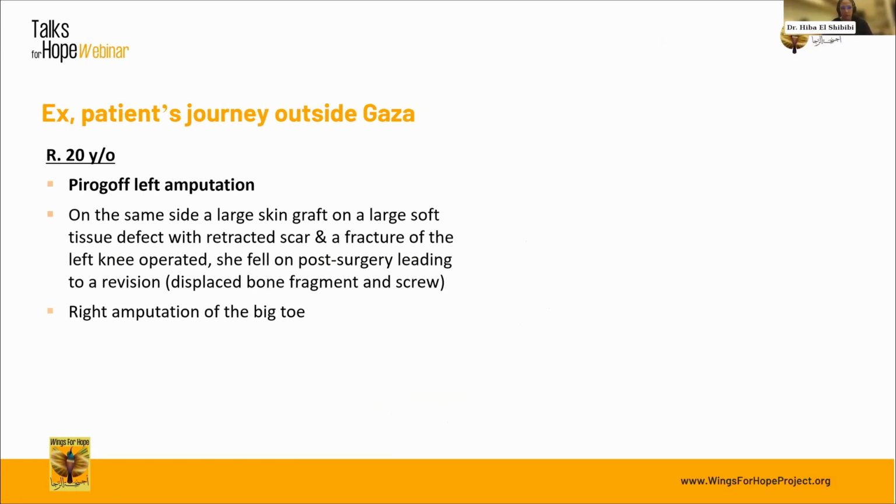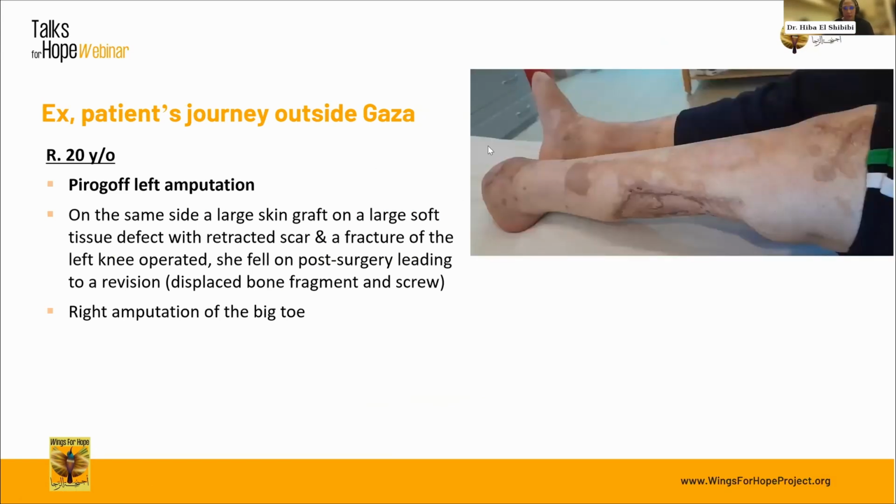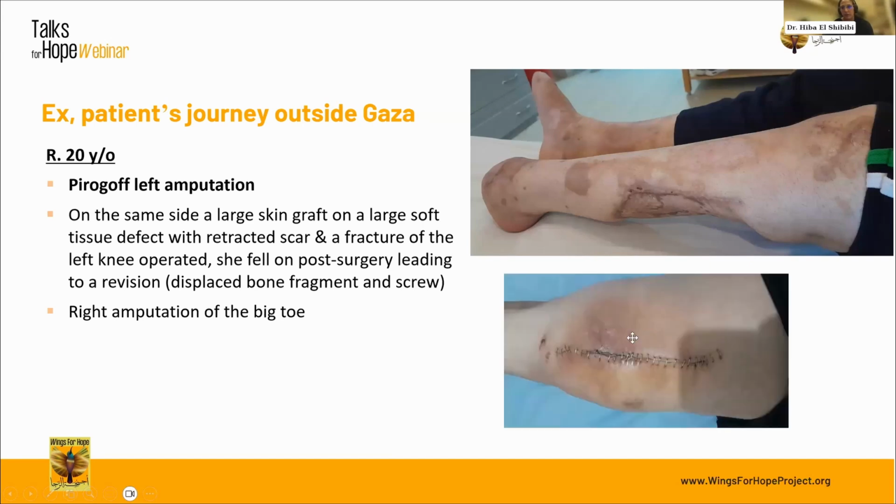For example, we saw a patient previously. So this is a Pirogov left amputation. This is a long amputation. The patient has already a toe amputation on the right side. She has muscle calf defect and soft tissue defect, and she has a fracture of the left knee. This patient, we paid for the prosthesis, and after that she got fitted with the prosthesis, she fell on her knee and she had a new surgery.